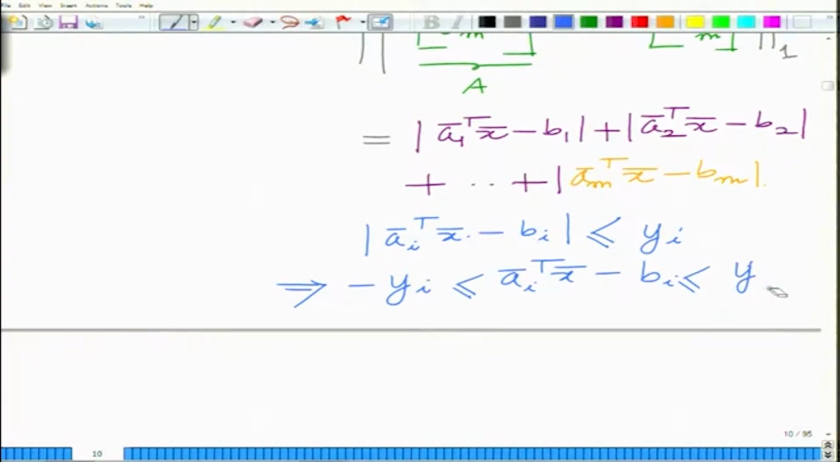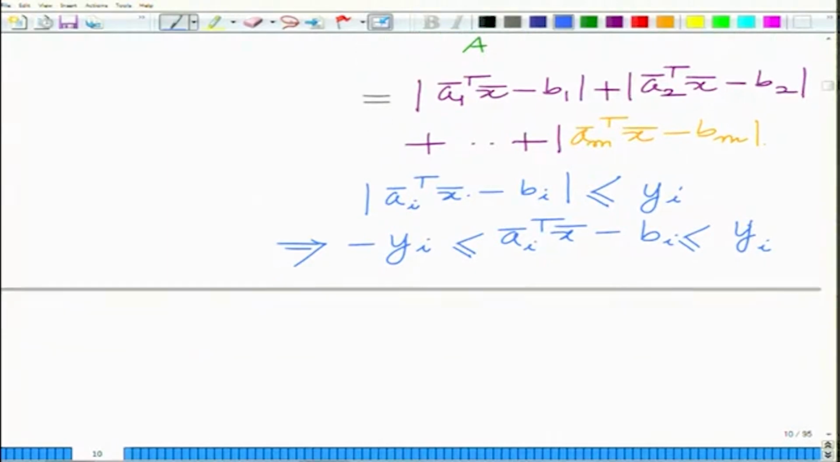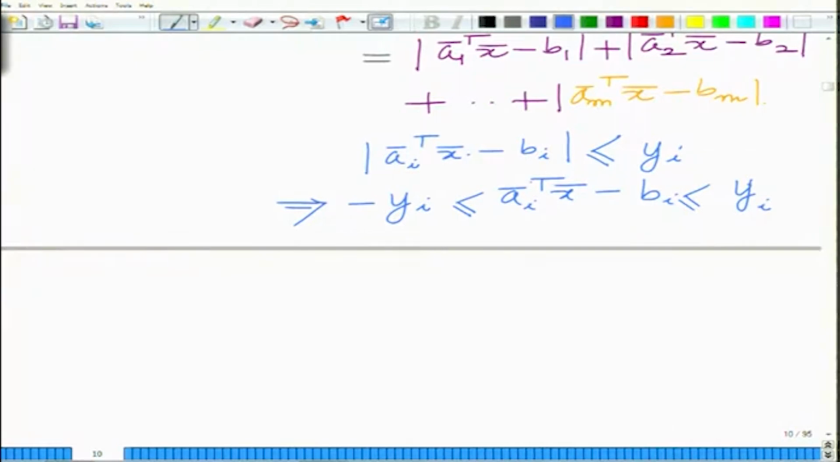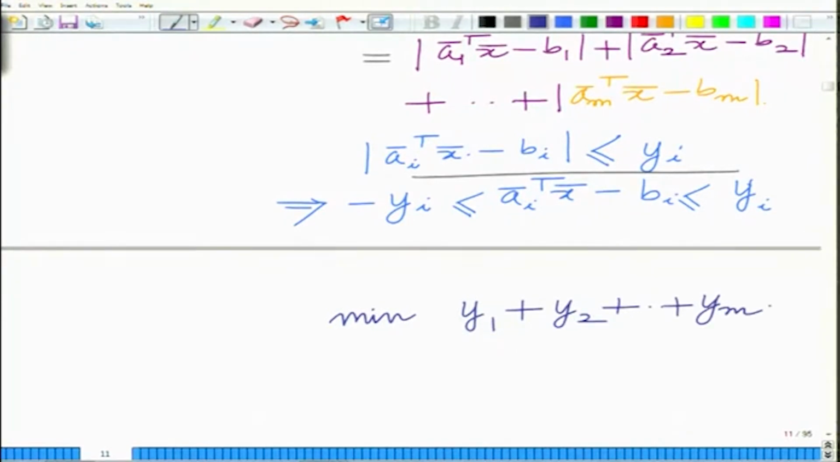For instance, the magnitude of a quantity x being less than or equal to y implies that x lies between minus y and y. So, that is what we are using here: minus Yi less than or equal to Ai bar transpose x bar minus Bi, which is less than or equal to Yi. Now each of these quantities is less than or equal to Yi. Therefore, using the epigraph form, instead of minimizing the summation of magnitudes Ai bar transpose x bar minus Bi, I can minimize the summation y1 plus y2 plus up to ym.